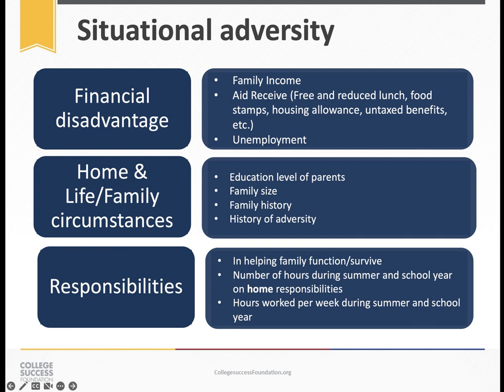Financial disadvantage may be reflected in the family's income or if the family receives any aid or benefits like free or reduced price lunch. Especially during the pandemic, many families experienced a reduction of work hours or may have been laid off and are still currently unemployed. There may be home or life circumstances that the student may be impacted by, so look for the family's history, such as level of education in the family or any history of adversity, because that can show a trend in intergenerational barriers.